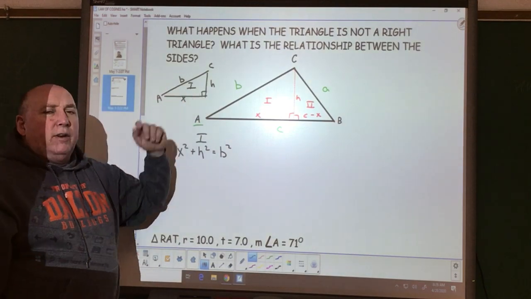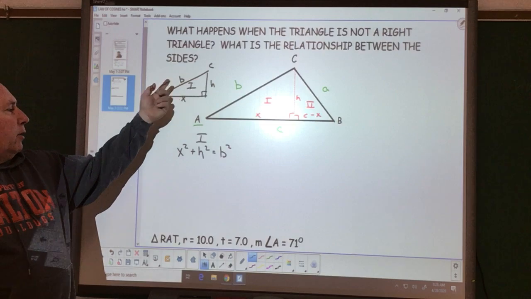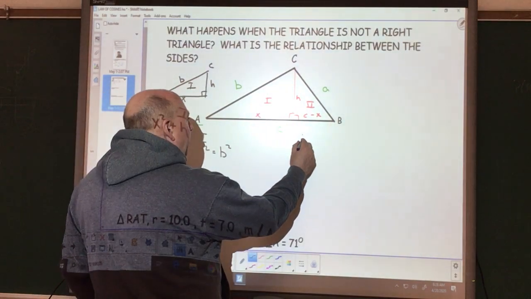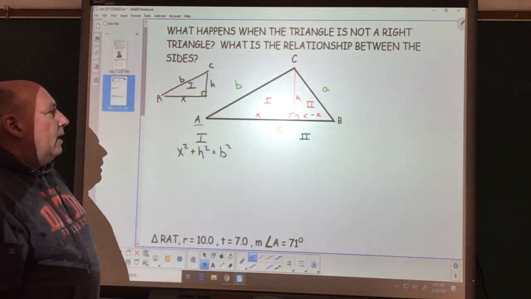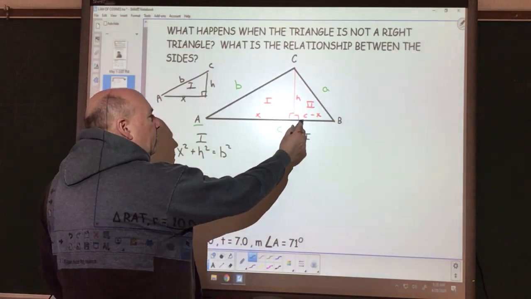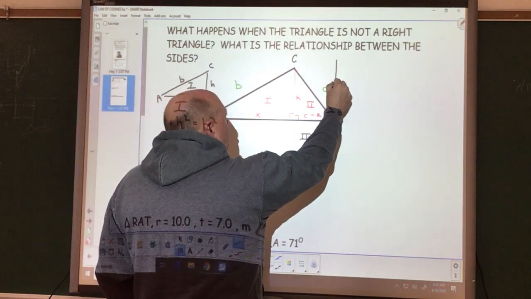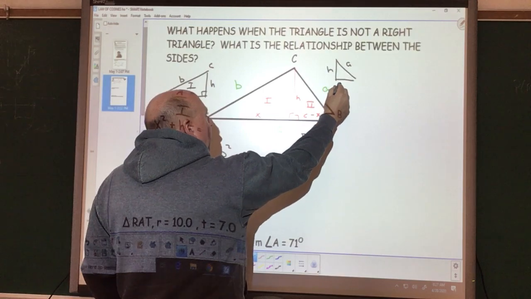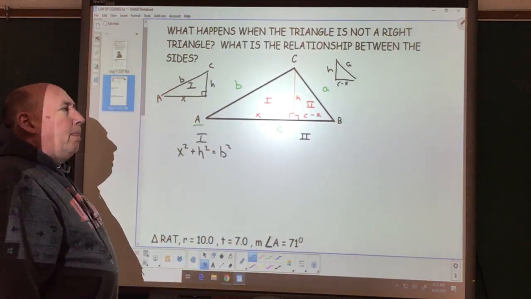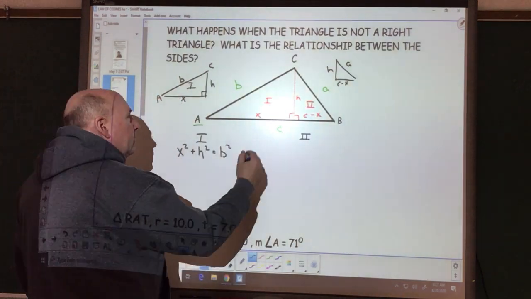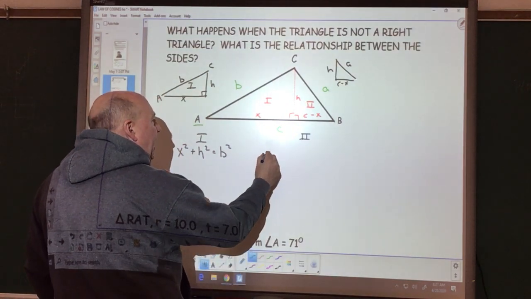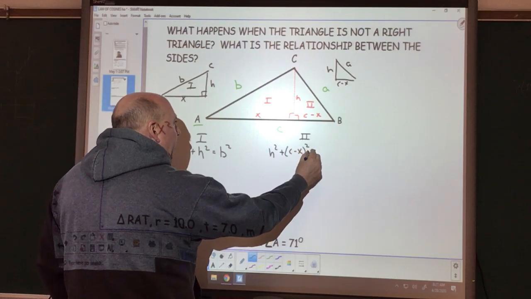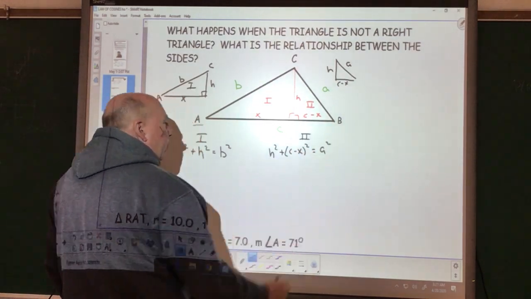We're just using our Pythagorean theorem here. Leg squared plus leg squared equals the hypotenuse squared. If we look at triangle number 2, we have A there, we have H here, then we have C minus X here. So using our Pythagorean theorem, we have H squared plus the C minus X squared is equal to A squared.